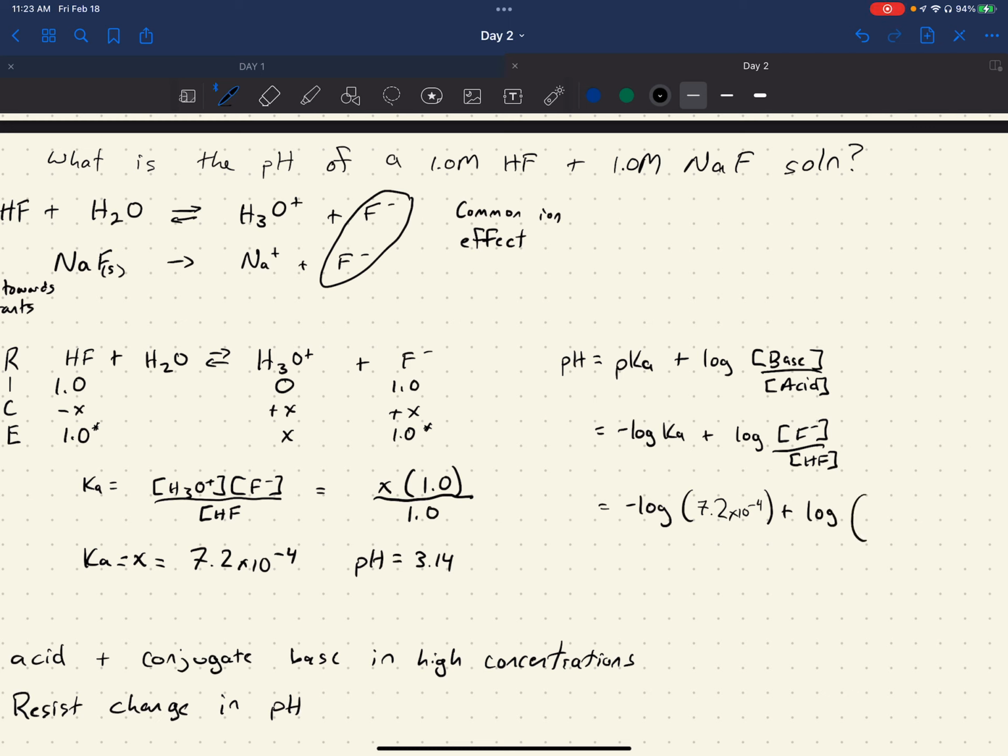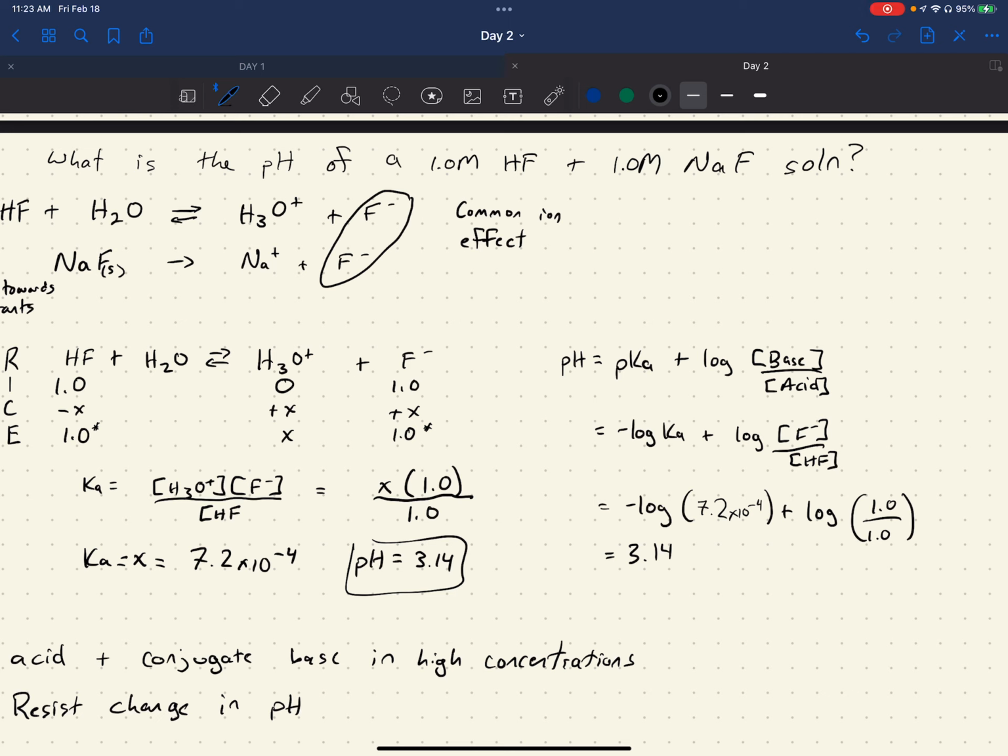of 1.0 over 1.0. So the concentration of both of these things at equilibrium is 1, and 1 divided by 1 is 1, log of 1 is 0. So we just end up with pH is negative log of 7.2 times 10 to the negative 4, which is 3.14, which you'll notice is what we got here.